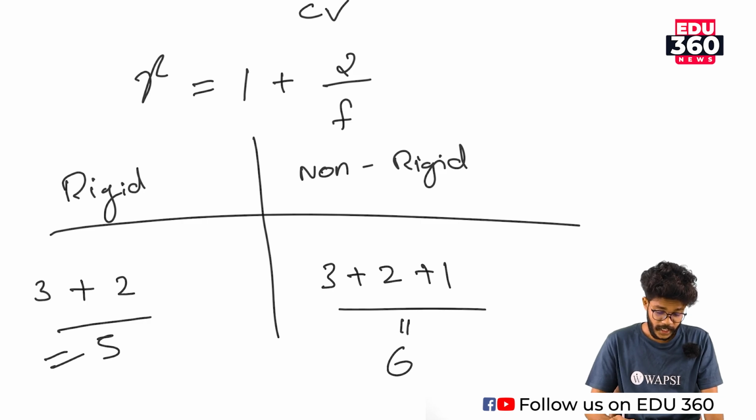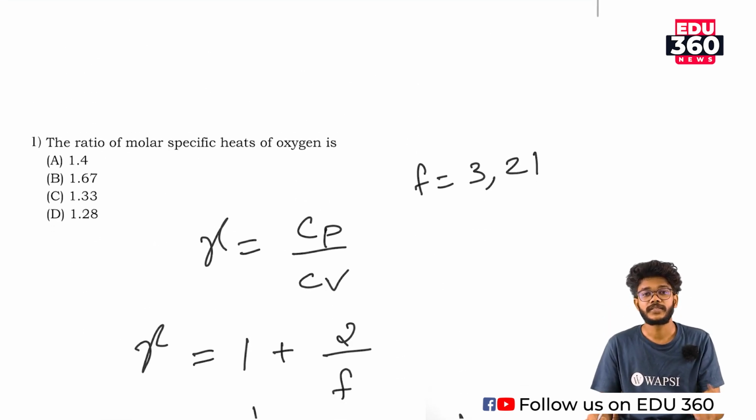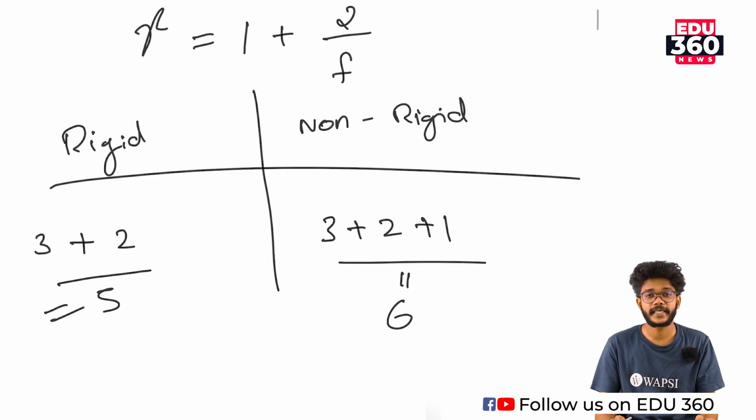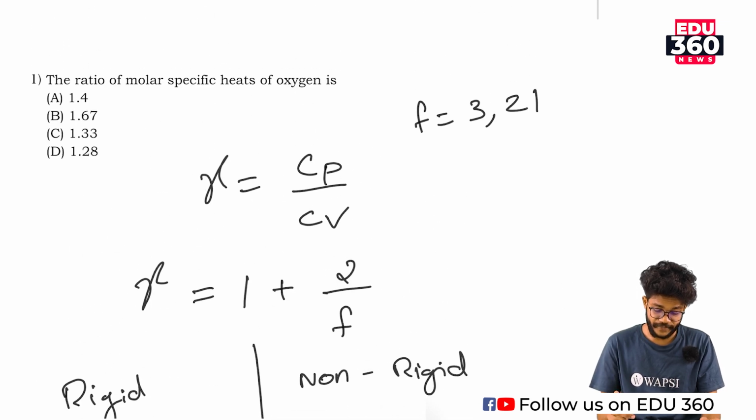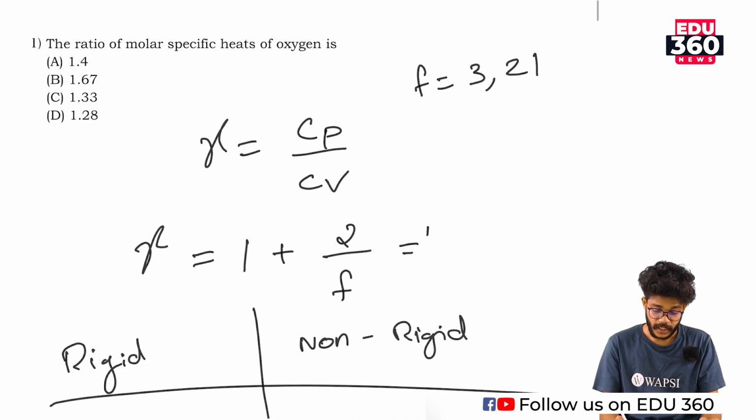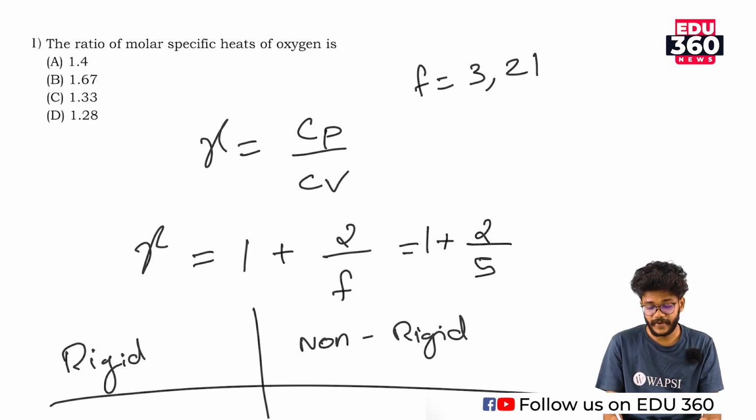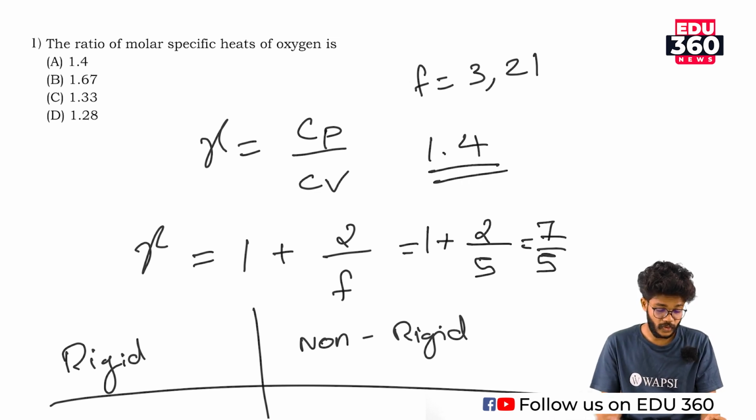In the case of oxygen, it is diatomic O2 and rigid, so the degrees of freedom is 5. So you can substitute F as 5. So 1 plus 2 by 5 is 7 by 5, which is 1.4. So option A is the correct answer.